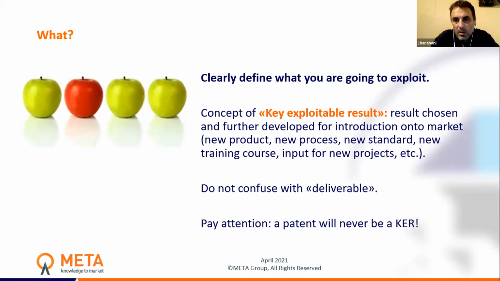This is what we call at Meta Group, and now the European Commission has also started calling it this way, key exploitable results. So you have to clearly define what you are going to exploit. And when you see this definition, put the attention on the word clearly, not so much on what, but clearly. Very often, owners of the results are not able to define and describe what their result is.